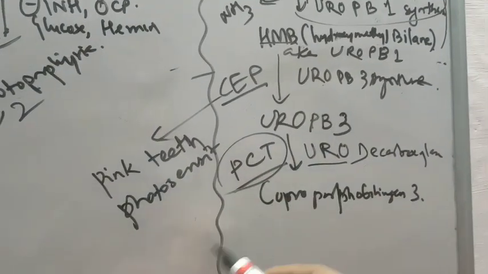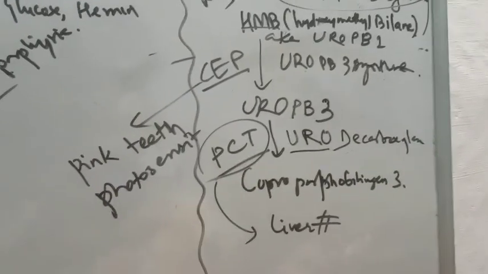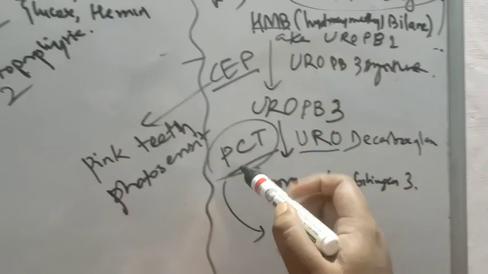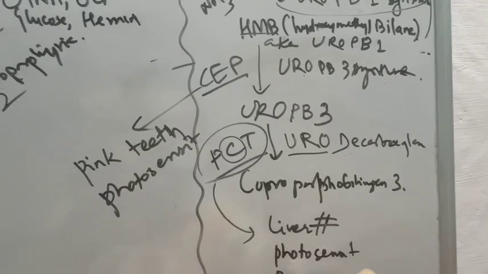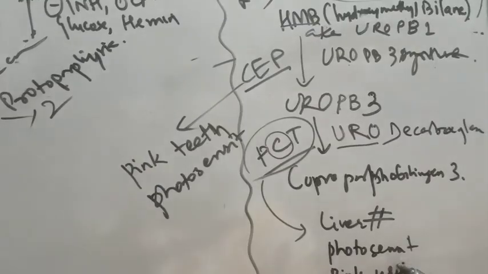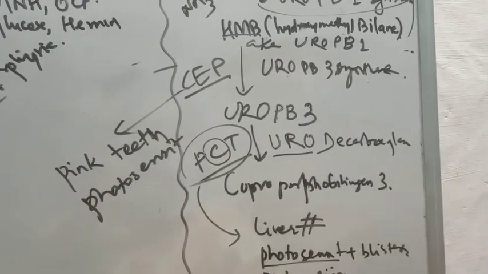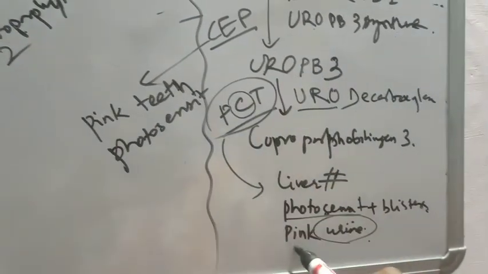What are the symptoms of porphyria cutanea tarda? You will have liver problems like cirrhosis, fatty infiltration, sometimes chronic liver disease. You will also have photosensitivity, since cutanea relates to the skin, blisters in the skin, and pink urine. Porphyria cutanea tarda. And remember, it is sporadic.